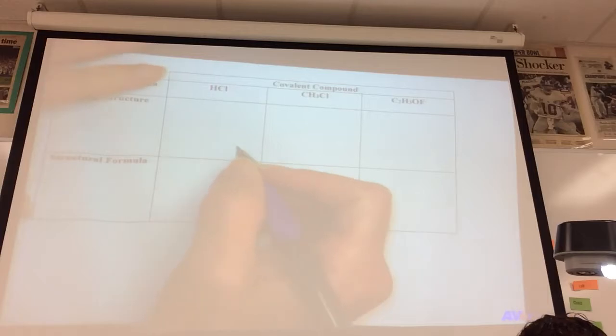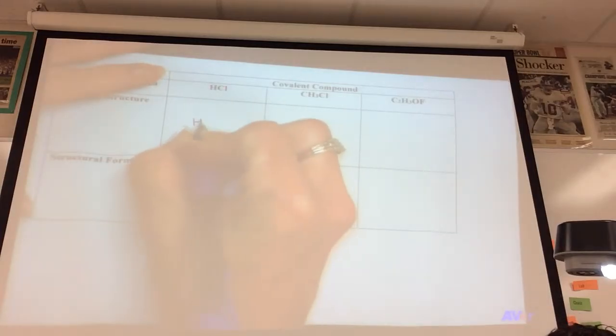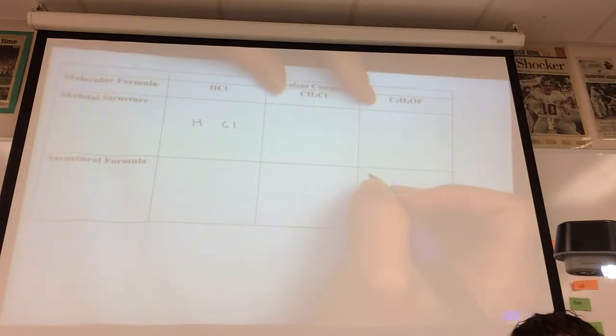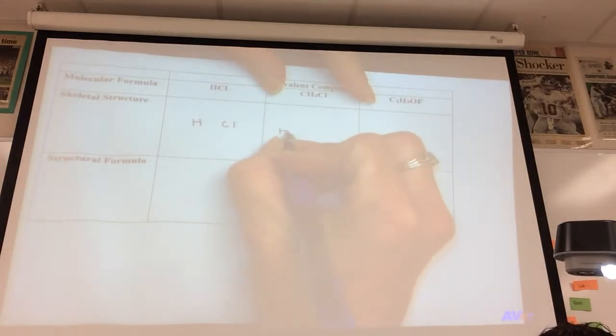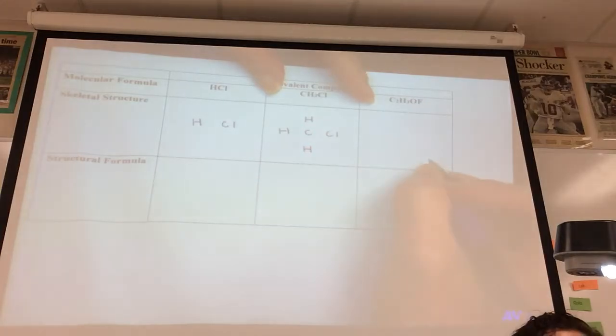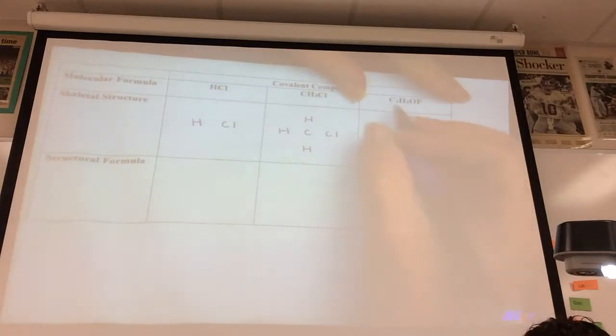The skeletal structure simply shows you the arrangement of atoms, and I'm going to show you how to determine a skeletal structure in about 10 minutes. But all it shows you is the way the atoms are arranged. So if you only have two, it's easy. They're side by side. In this one, I will show you how to determine which atom is in the middle, or referred to as a central atom. And then in this one, you'll also see how to figure out which atoms, in this case, are in the middle.